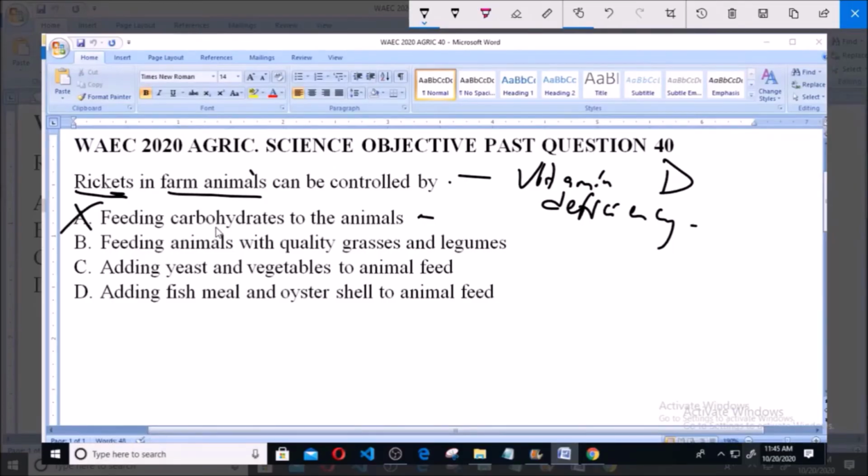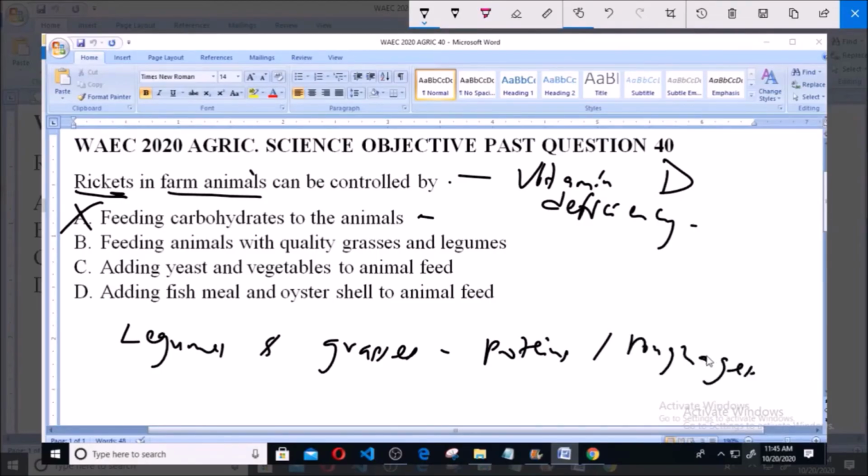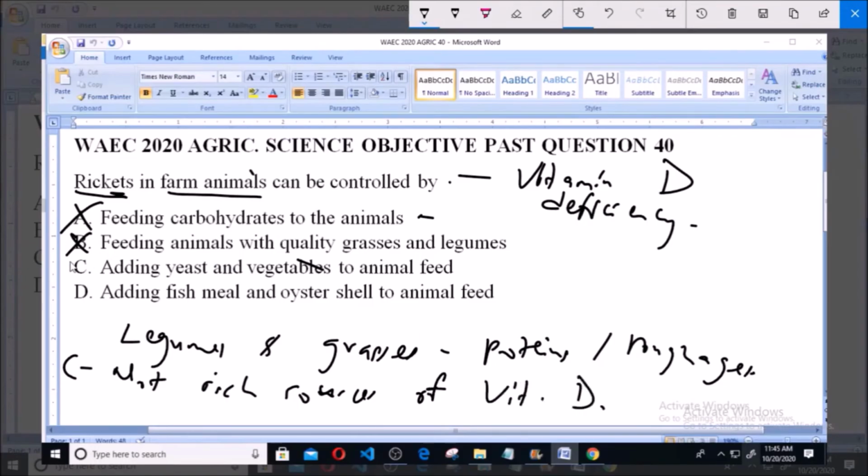Option B says feeding animals with quality grasses and legumes. Legumes and grasses are a source of things like proteins and roughages, but they are not sources of vitamin D. So option B is not the answer to the question. Option C says yeast and vegetables. Yeast and vegetables are also not rich sources of vitamin D. So it is not the answer to the question.